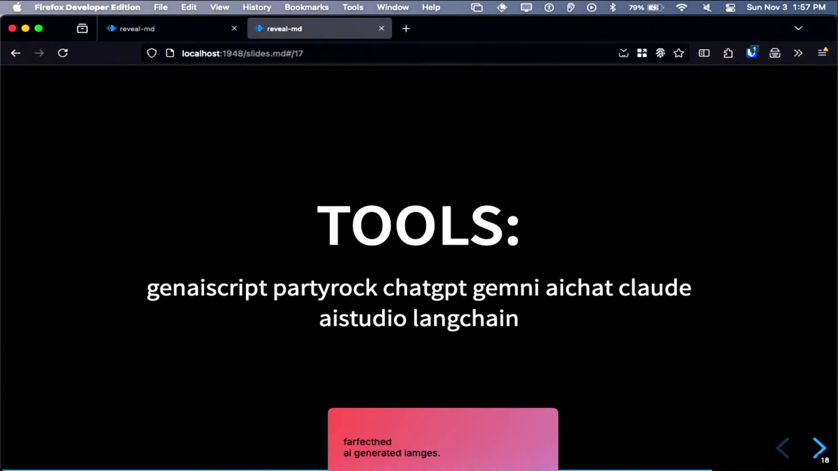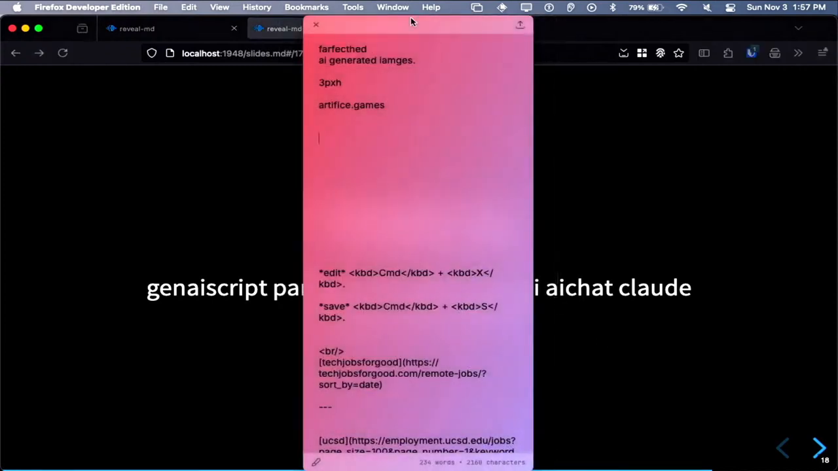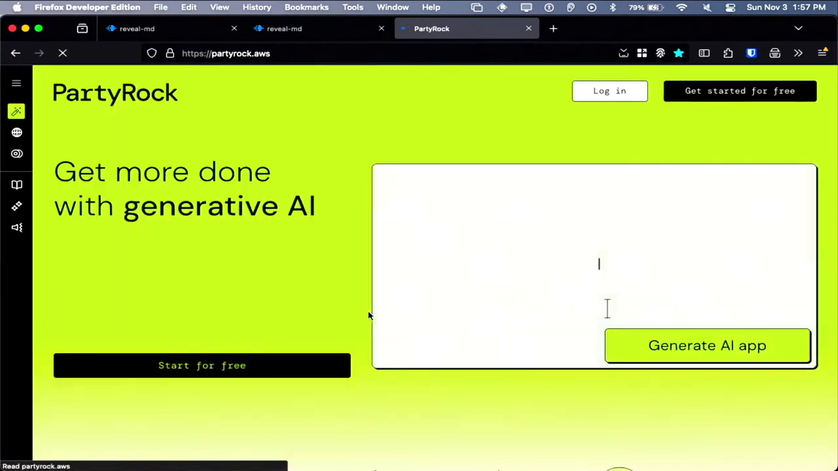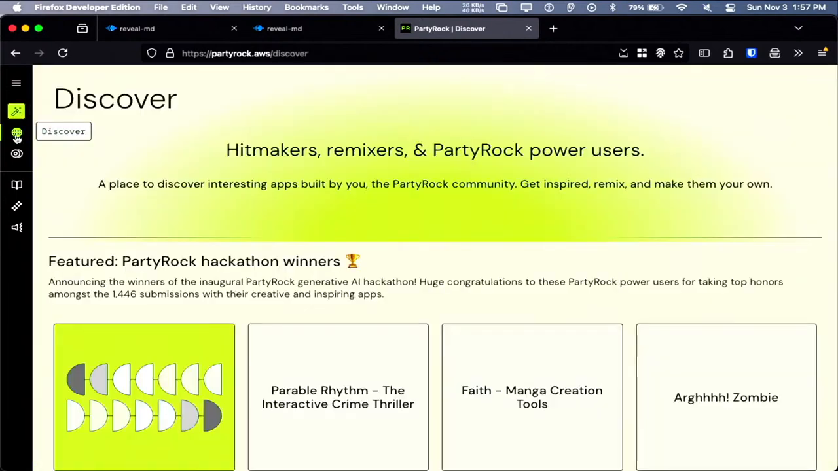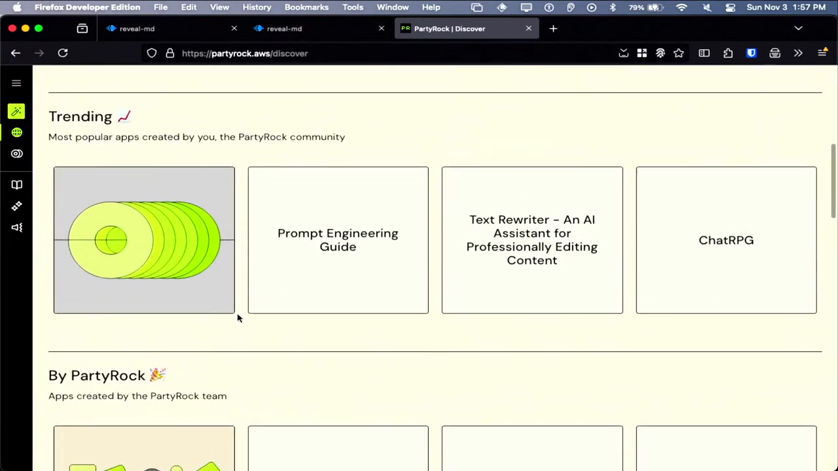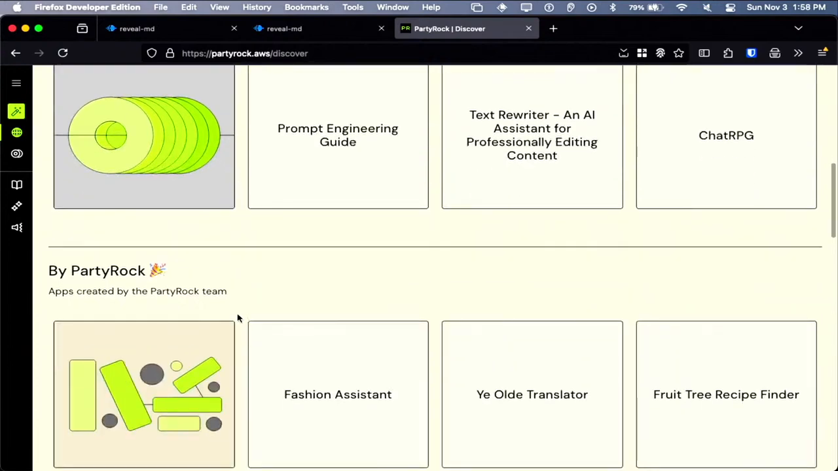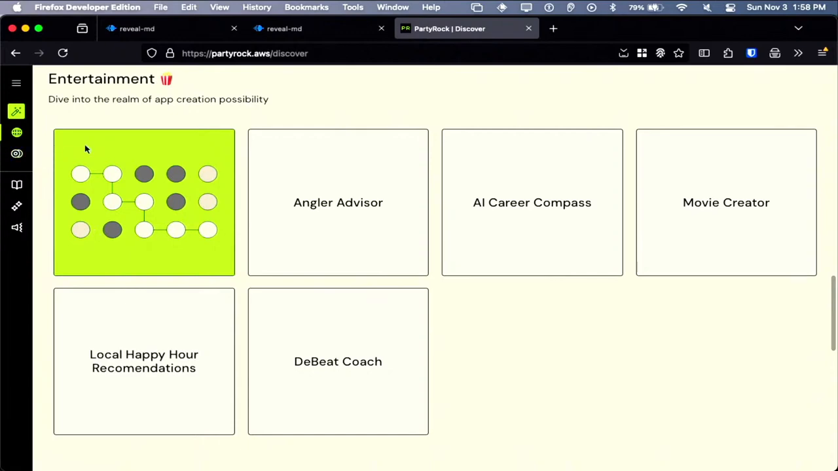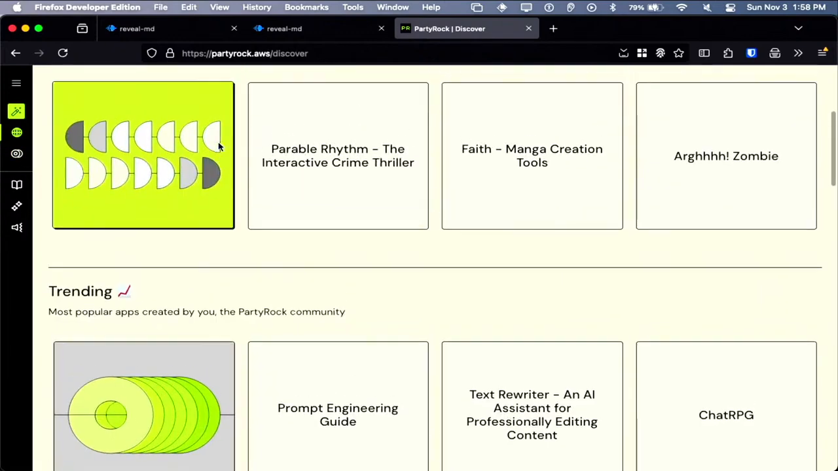PartyRock is basically non-code related. In my opinion, it's a fun way to explore prompts and also discover little things you can do with AIs and LLMs.